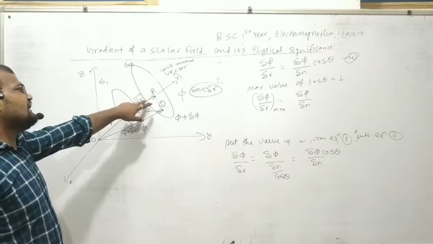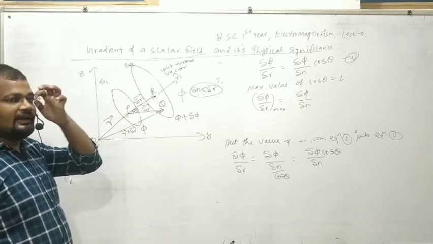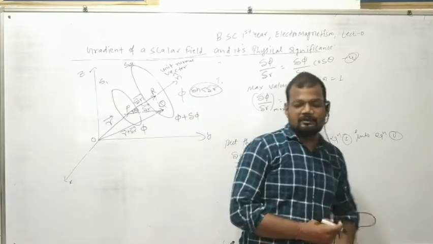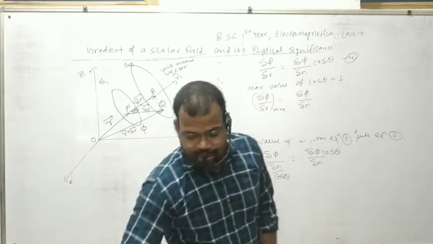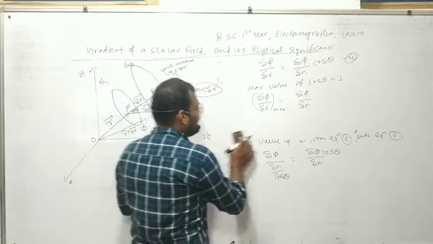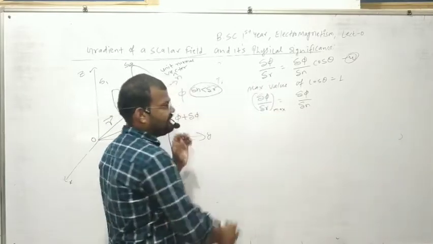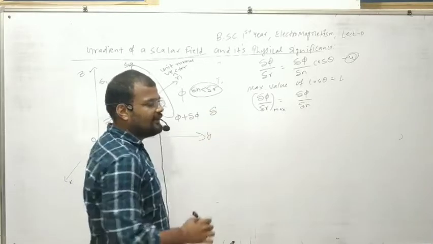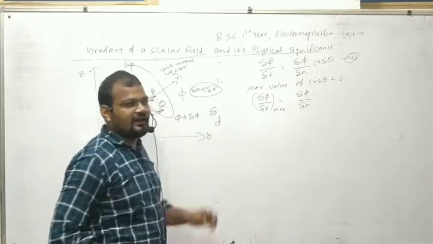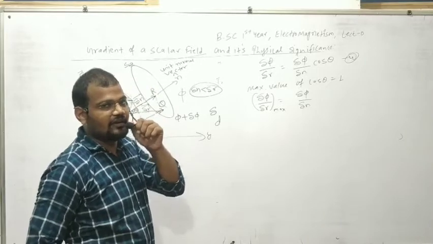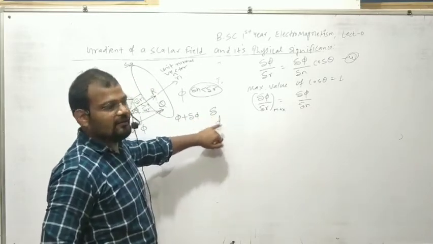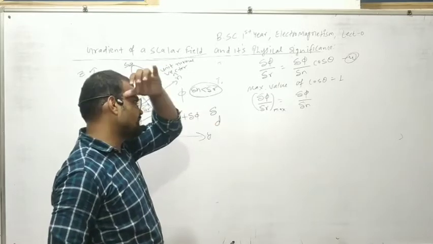See, del n is the normal displacement vector from surface S1. Okay. So del phi over del r max equal to del phi over del n. Here del represents the partial, while d represents the complete differentiation.